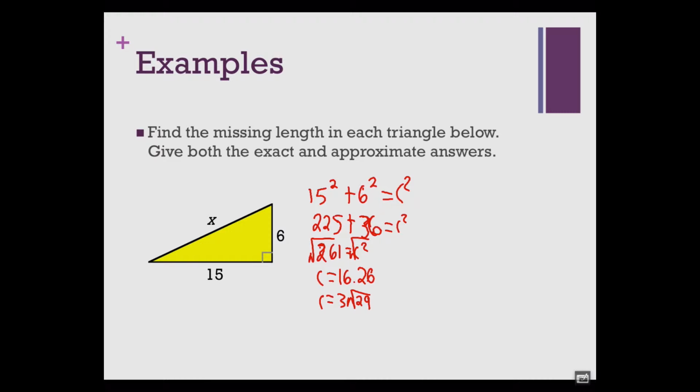Yeah, good. Notice she simplified her radical so that it's not just a square root of 261. You gotta find something that goes into that. That is the perfect square. Any problems? Beautiful.